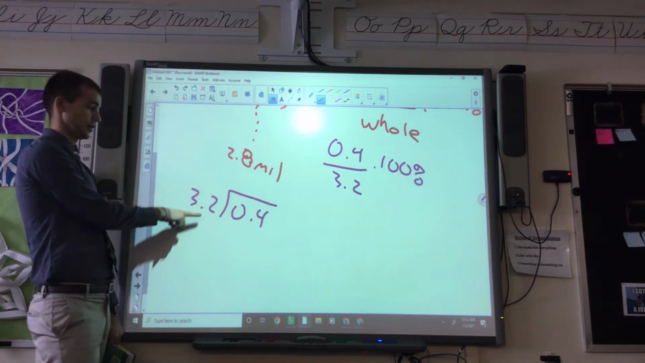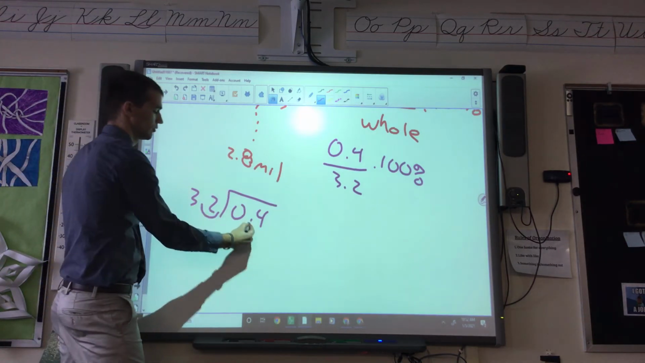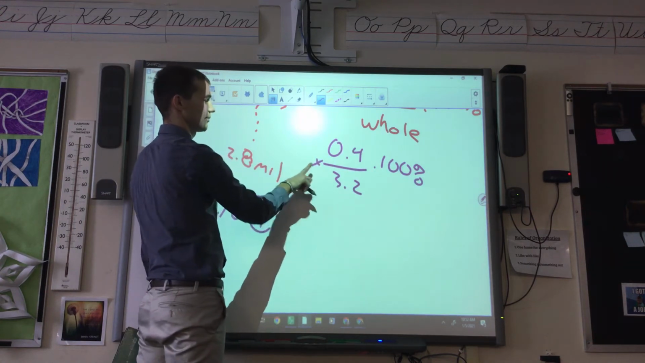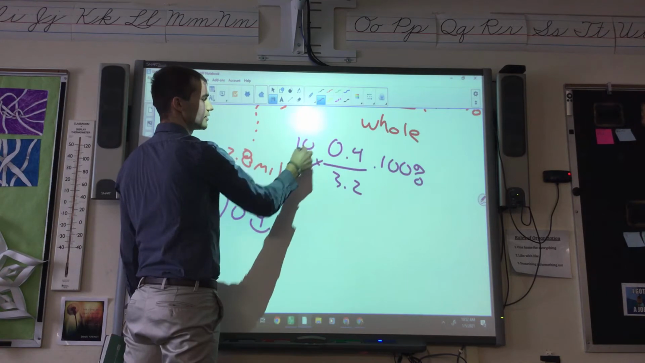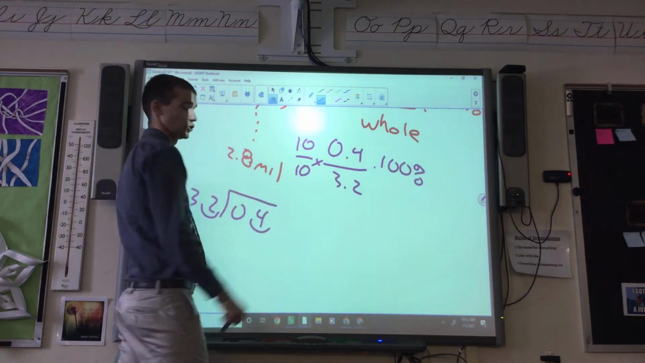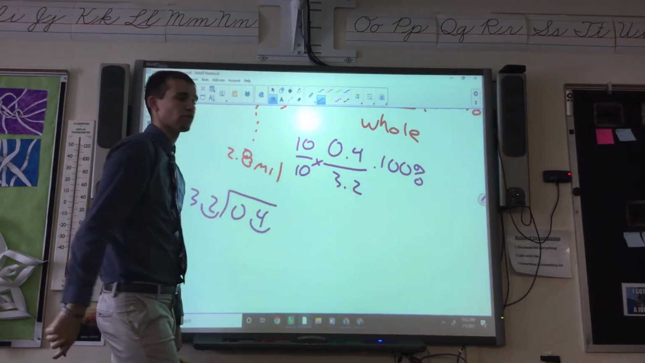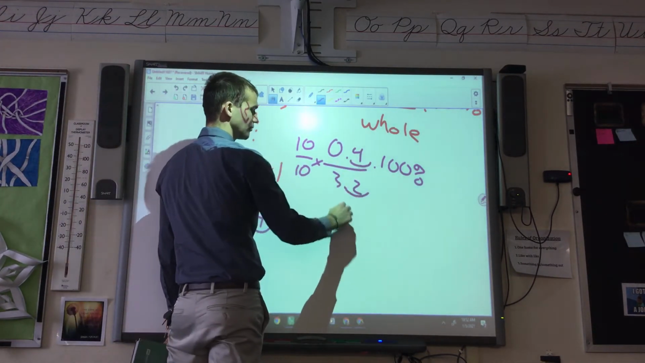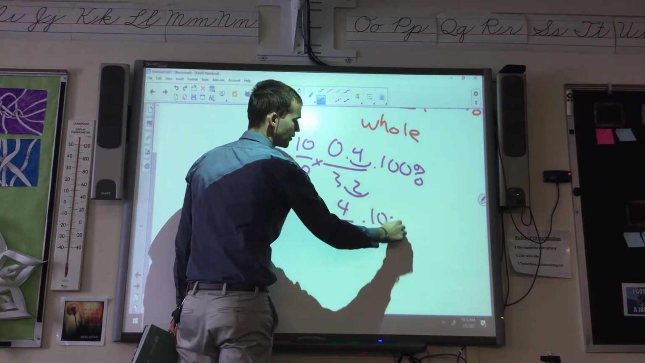Do you want to divide by a decimal? No. So you have to move the decimal. Or you can look at this and say, I can just multiply by what on the top and the bottom? 10 over 10. You could multiply by 100 as well, and then you would get 440 over 320. But if you can just move one decimal, you want to probably do that. So you get 4 over 32 times 100.